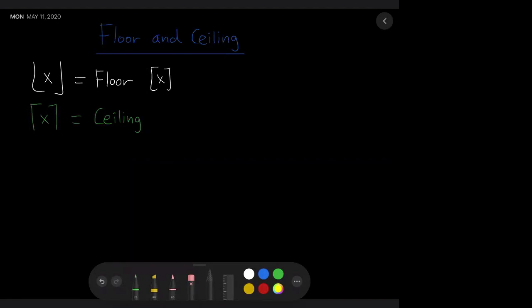So let's do some examples to show exactly how ceiling works. What is the ceiling of 3.7? Ceiling of 3.7 is just 4. Oops, this should not say ceiling of x equals 3.7. This should say ceiling of 3.7.